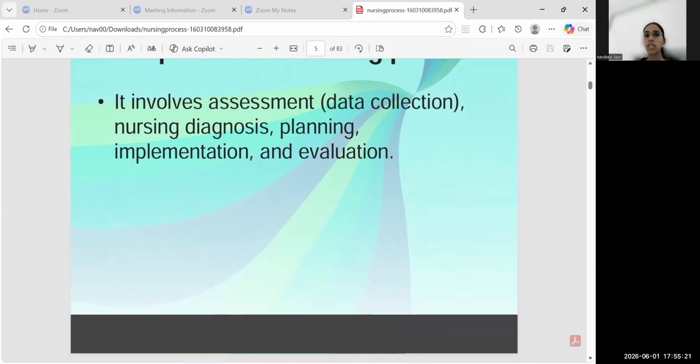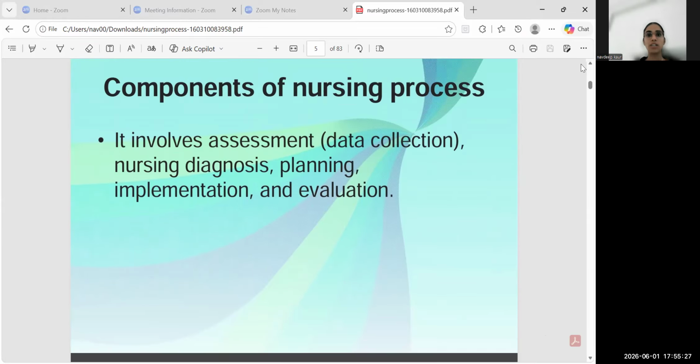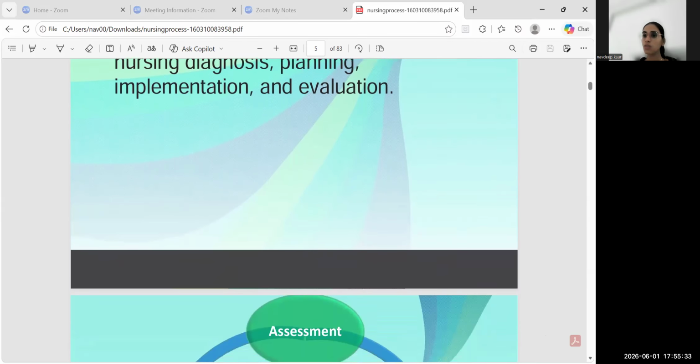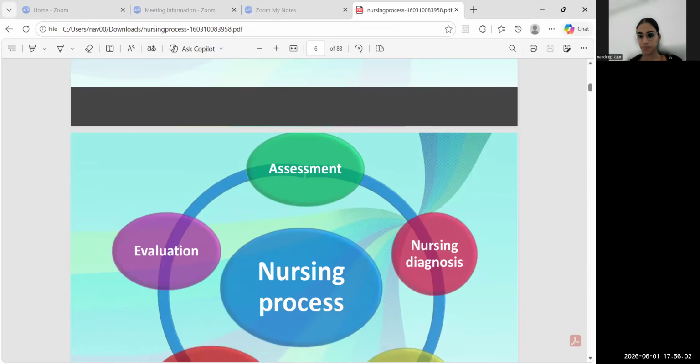So now in assessment we need to identify the patient's health problems, and in that we need to collect the data from the patient. And in assessment we have two types of data, that is the subjective data as well as the objective data. From the patients we have to take the subjective data, and for ourselves we have to do the objective assessments. In that, the patient's complaints come under the subjective data, and whatever we observe in the patient, or whatever signs and symptoms we observe in the patient, come under the objective data.